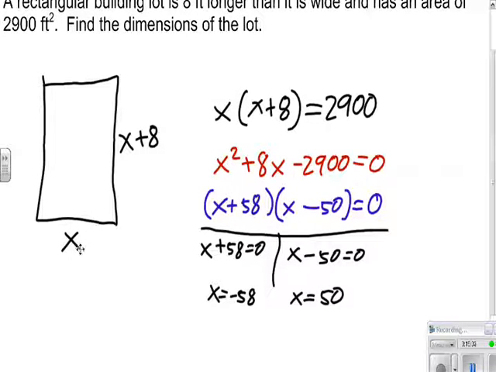Since x was the width, there's no way that it could be a negative. There's no negative lengths. So that means our width is 50, and then our length was just x plus 8, so that's 50 plus 8, should be 58. This is our width and length. And our units for area were feet squared, so this is 50 feet by 58 feet.